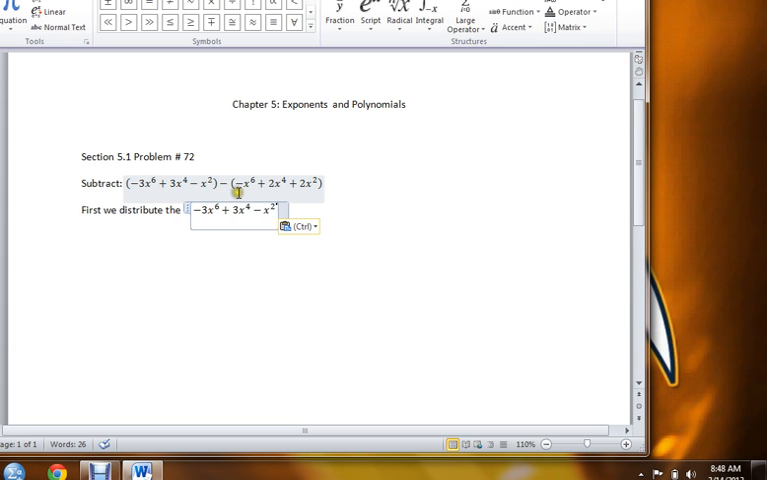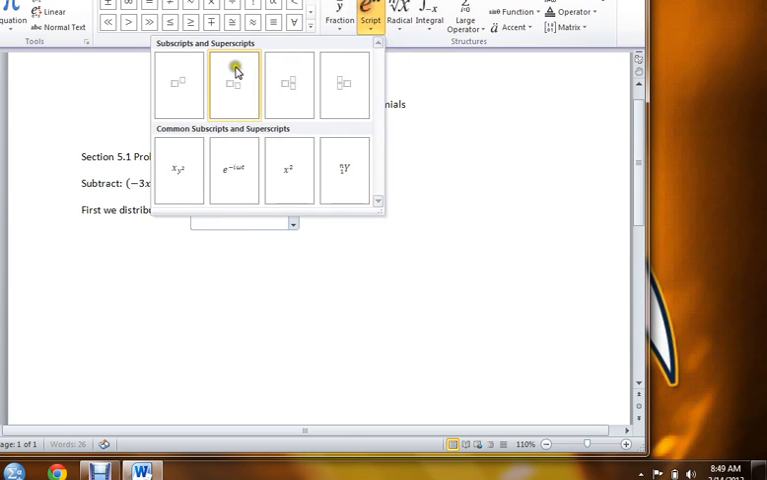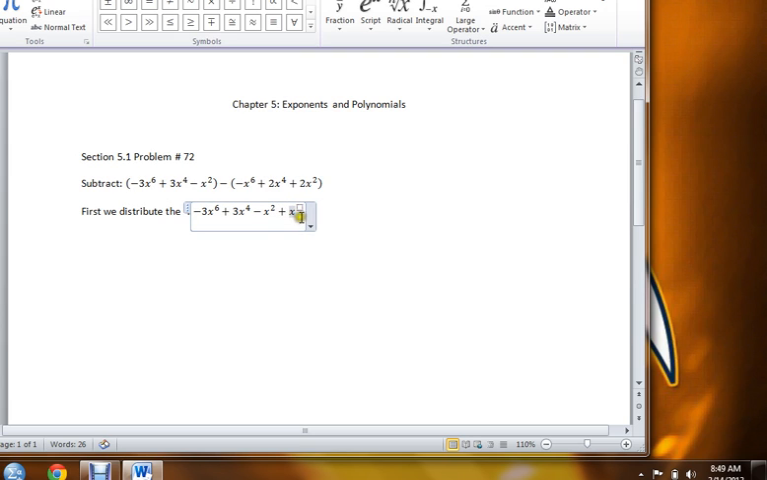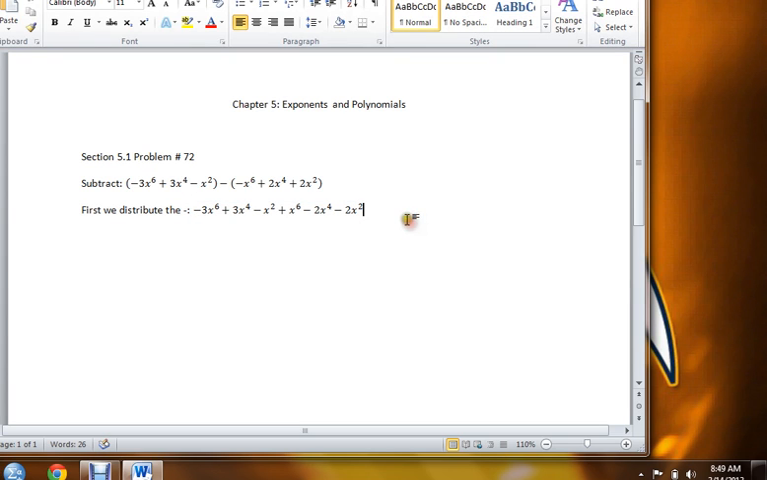So minus a minus 6 is going to become a plus x to the 6th. And a minus 2x to the 4th is going to be minus 2x to the 4th. And finally, the minus sign gets applied to the 2x squared, so we have minus 2 with the x squared. All right, and that's pretty much it.